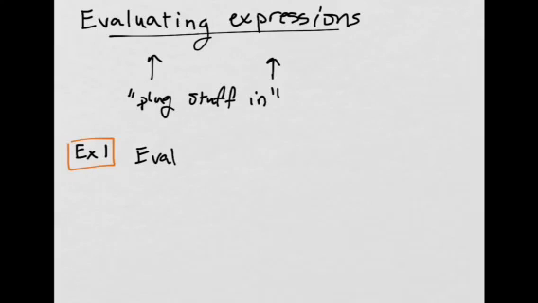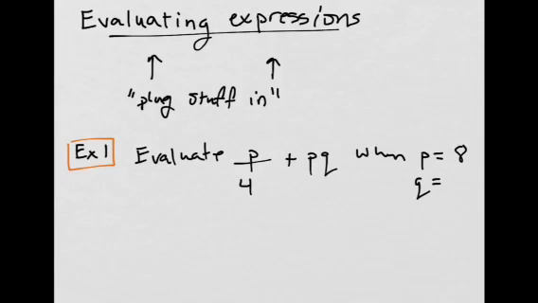Evaluate P divided by 4 plus P times Q, this is multiplication, when P equals 8 and Q equals 6. So to evaluate this, all you do is just plug it in. You plug it in.